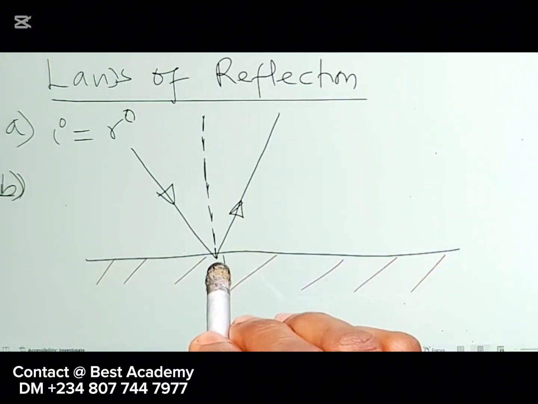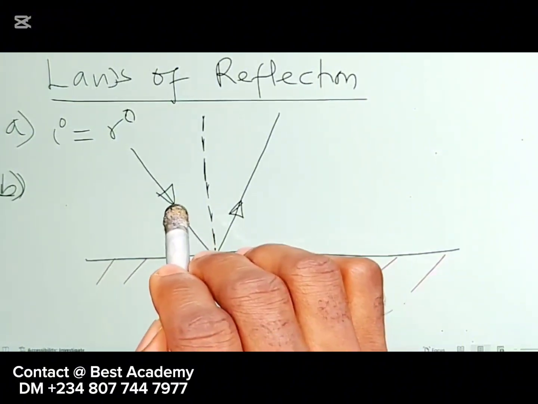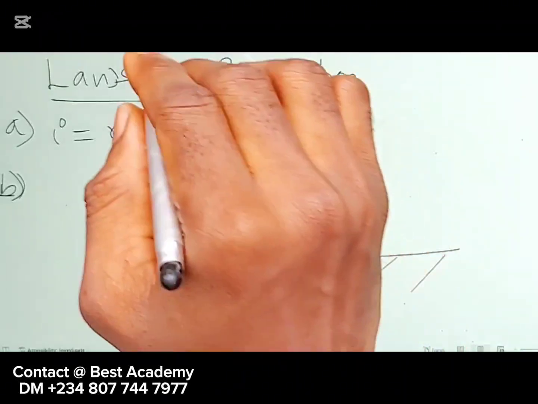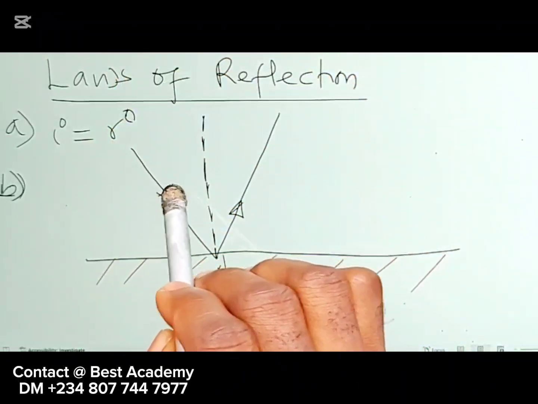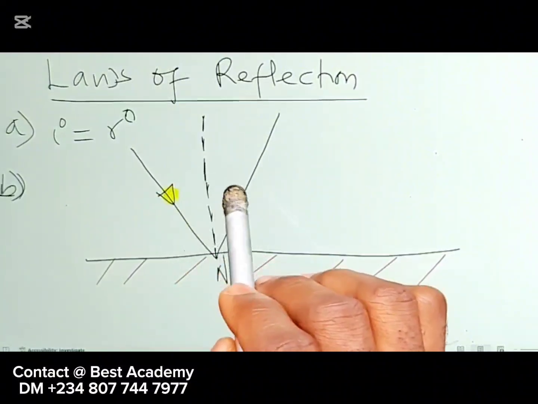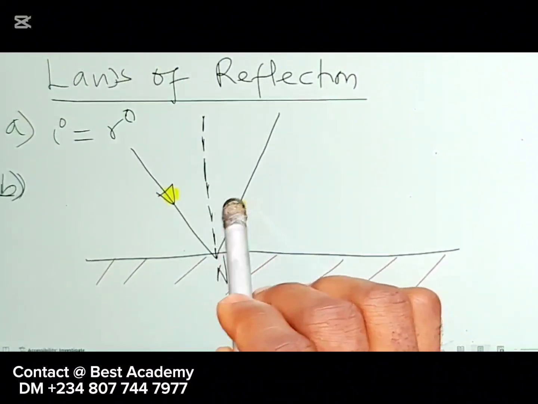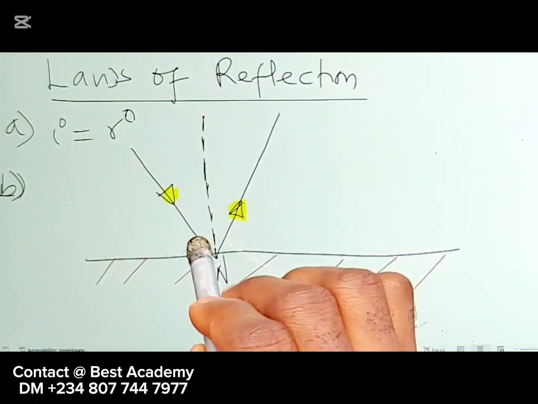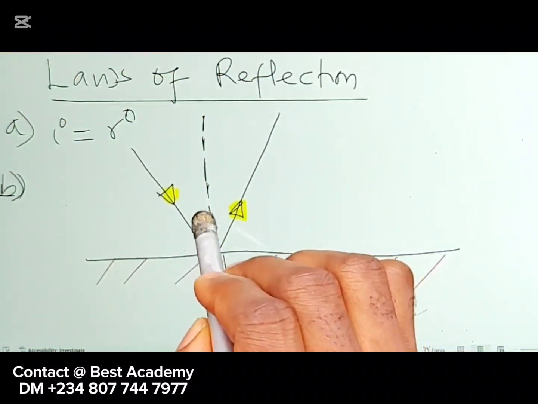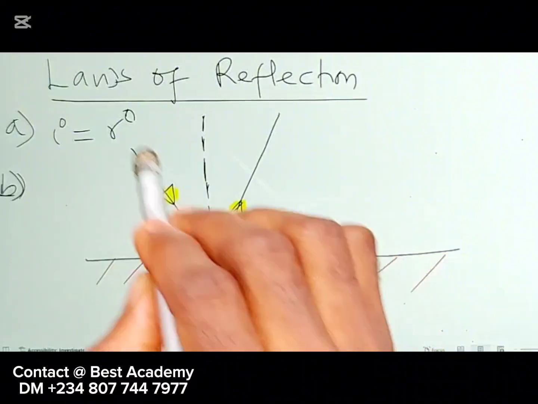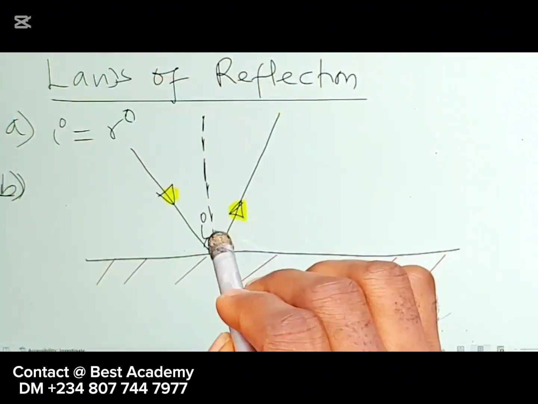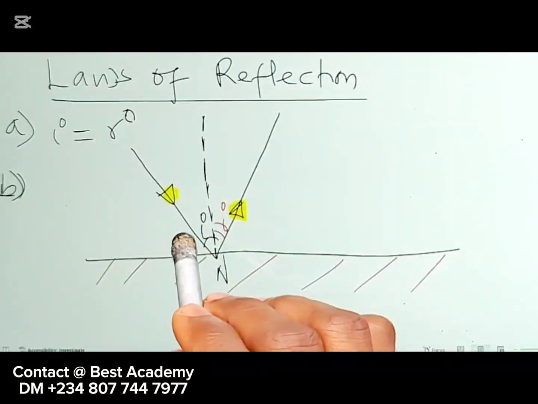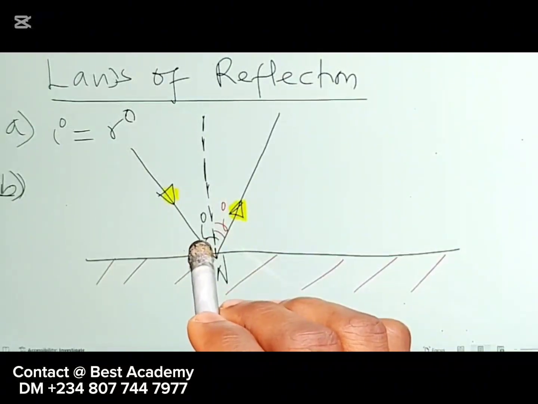If that is so, we have an incident ray and a reflected ray. This is the incident ray. Please take note, this is the reflected ray. In terms of angle, this is the incident angle, and this is the reflected angle.